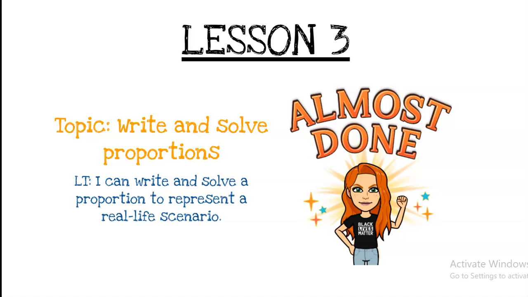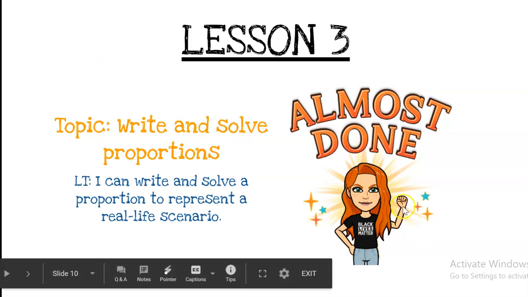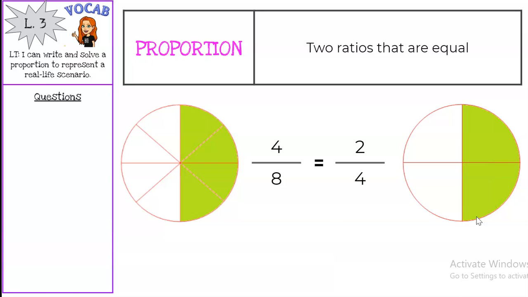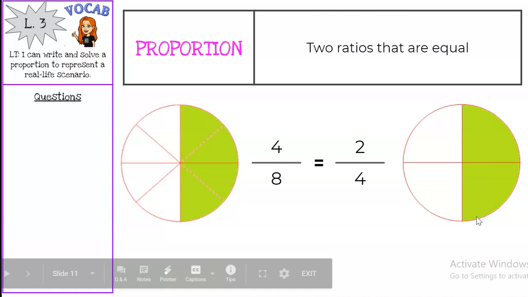Write and solve proportions. That's our topic for lesson 3, and our learning target is I can write and solve a proportion to represent a real life scenario. Proportions are two ratios that are equal. So as you can see, we have 4/8 equals 2/4. They both represent half of our circle. So we can say those fractions are equal.